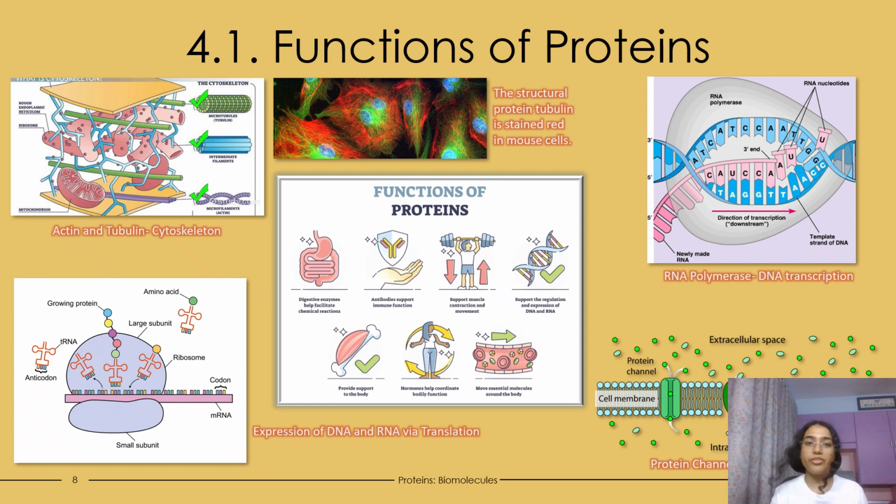Starting off with the four main functions, structural functions. Actin and tubulin organize into filaments and microtubules, forming the cytoskeleton, which maintains cellular shape and internal organization, and provides mechanical support and intracellular structure. The image right here you can see is an image of the structural protein tubulin, which is stained red in mouse cells. Proteins maintain the integrity and shape of cells, and without them, structural collapse would occur.